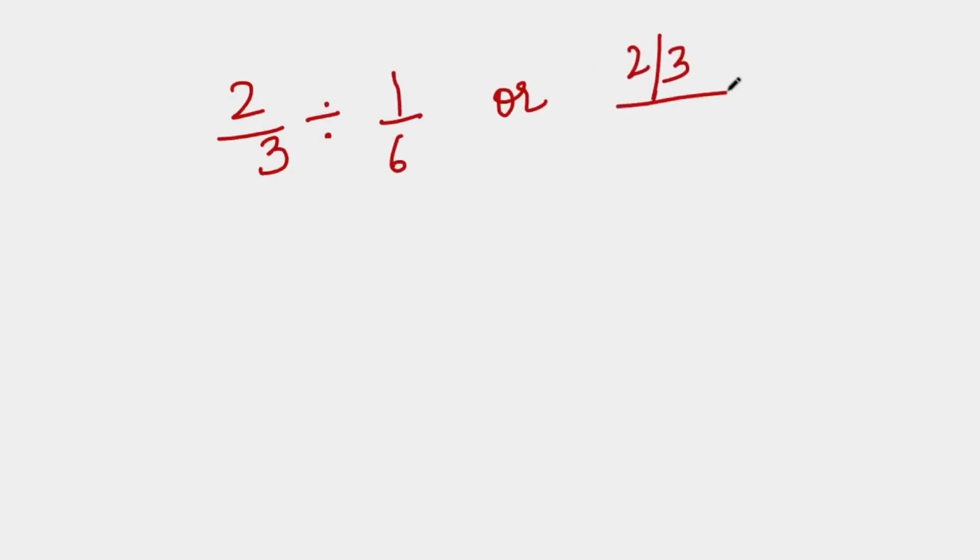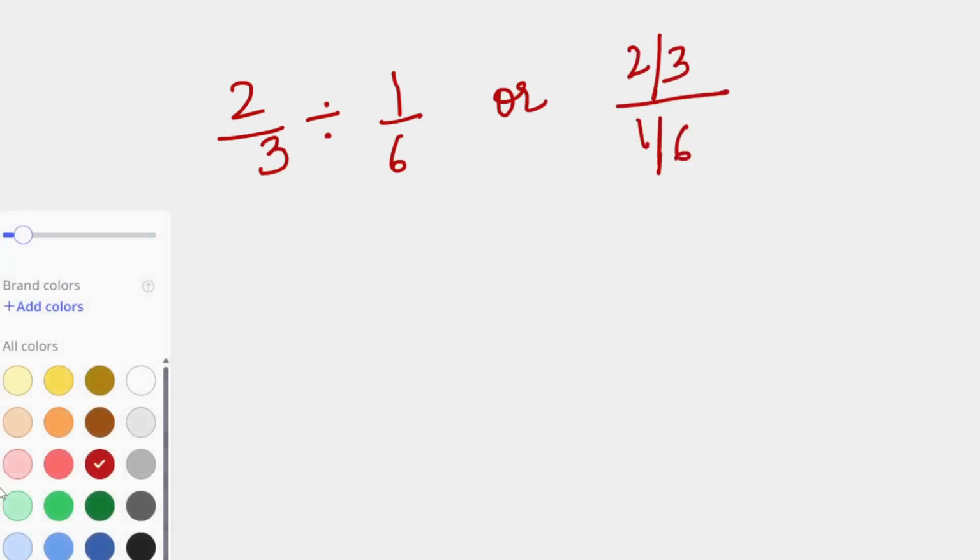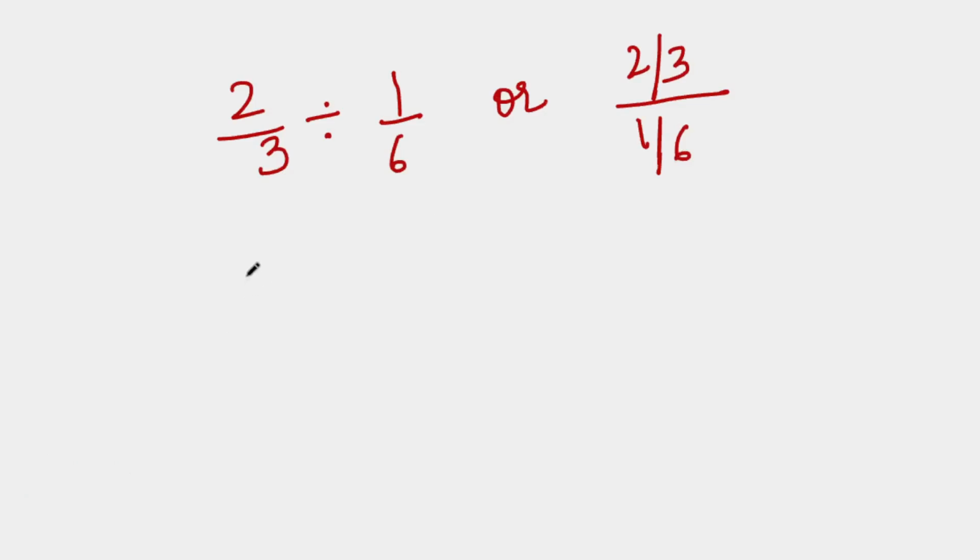We'll do one more example for better understanding. Alright? We can take any fraction, let's suppose we take 2 by 3 divided by 1 by 6, or it can also be written as 2 by 3 and 1 by 6. Alright? Following the same steps, keep the first fraction exactly as it is, change the division symbol into the multiplication symbol and flip the second fraction. Okay?